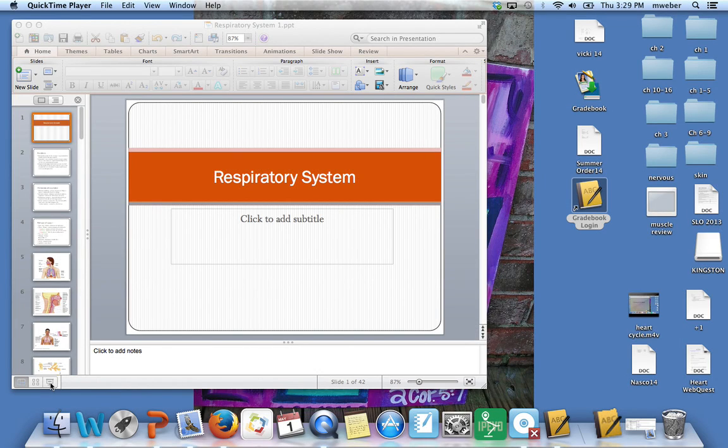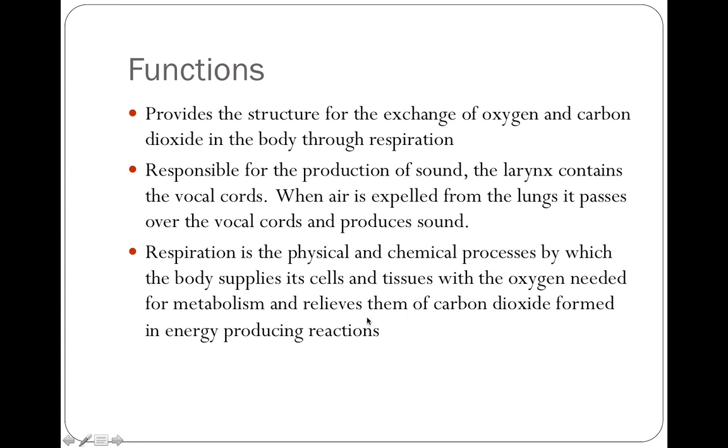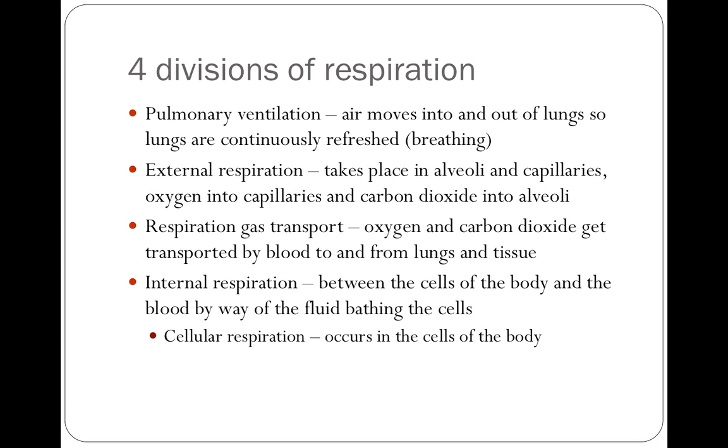Today we are going to look at the respiratory system. Alright, so the respiratory system has three main functions. The first is to provide structure for the exchange of oxygen and carbon dioxide. So what does that mean? That means that it provides all of the tubes, the alveoli, the capillaries, all of that stuff. It is responsible for the production of sound, and it is responsible for the physical and chemical process by which we change that oxygen and use it for metabolism and release the carbon dioxide.